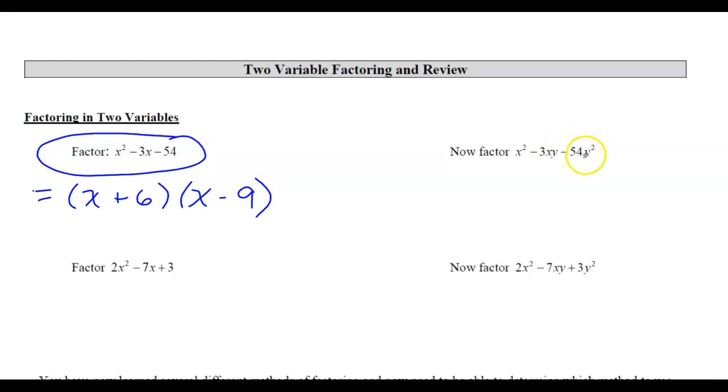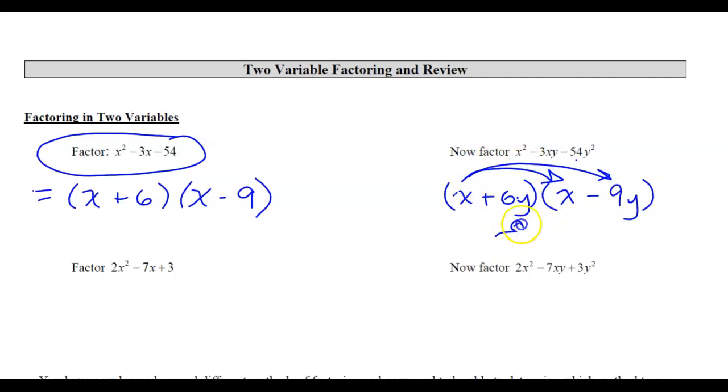Take a look at this. The only difference is that we've got all the same coefficients, but now we have an xy term and a y squared term. We factor it the same way, but our second terms will be y terms. So I want you to expand this back. I'm actually telling you what the answer is. If you expand this back, you get x squared minus 9xy plus 6xy, which gives you that negative 3xy term. And then minus 54y squared.